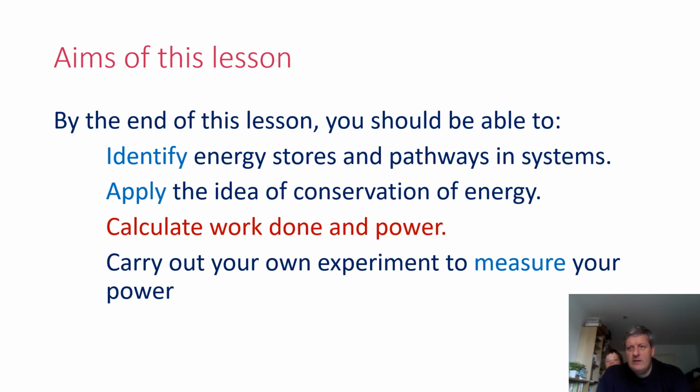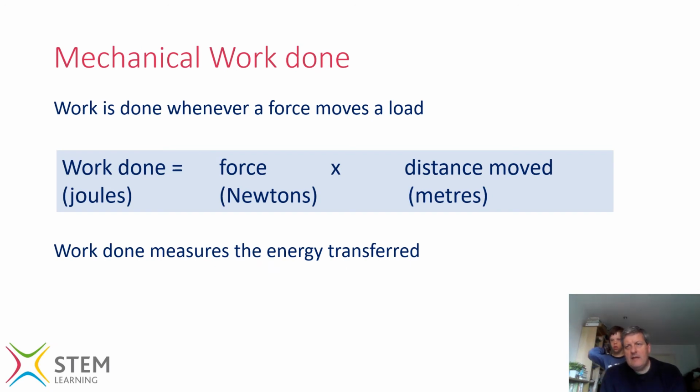So we're now looking at calculating work done and power. Mechanical work done. Work done is a measure of the energy transferred in a system. We can use the equation work done equals force times distance moved, and that's helpful because we can very often measure the force in newtons and the distance in meters, multiply the two together, and we get the work done in joules. It's telling us the energy transferred, and that makes it a very useful measurement.